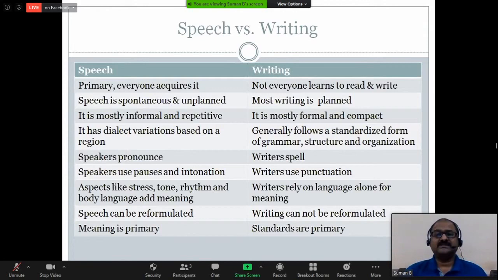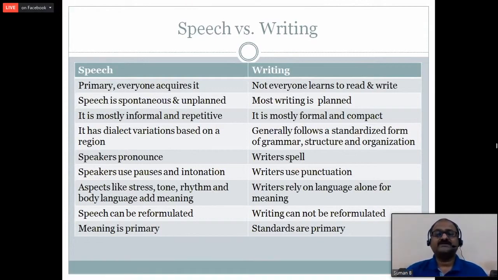So to understand this, we need to understand the basic differences between speech and writing. What are speech and writing? I'm sure all of you know that they are modes of communication. When we say we are using a language, what do we mean by it? We are either speaking or writing. There's no other way of communicating.